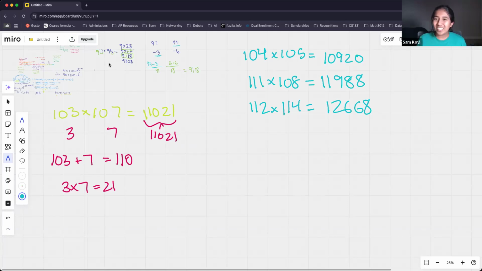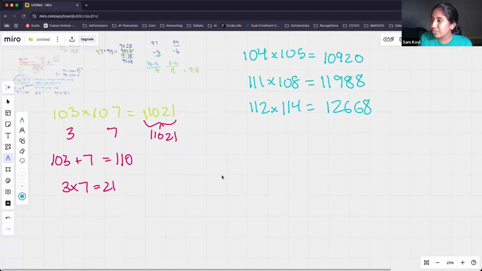Awesome. And then I also have, for the next question, 111 times 108. So I have my differences of 11 and 8. So I do 111 plus 8, and that gives me 119. And then I'd have 11 times 8 for my last 2 digits to get 88. And then finally, for the last one. Okay, the last one, I think a lot of people are a little bit confused, which is totally okay. So Arisha's asking, how do we get the first 3 digits? Yeah, let's take a look.